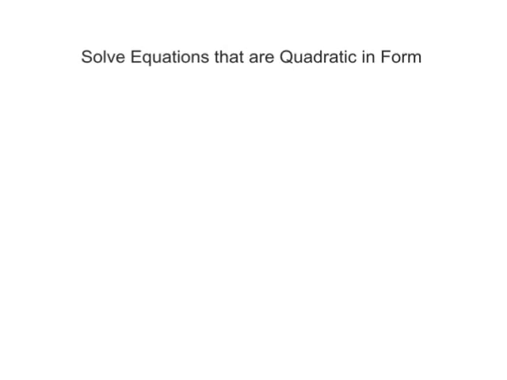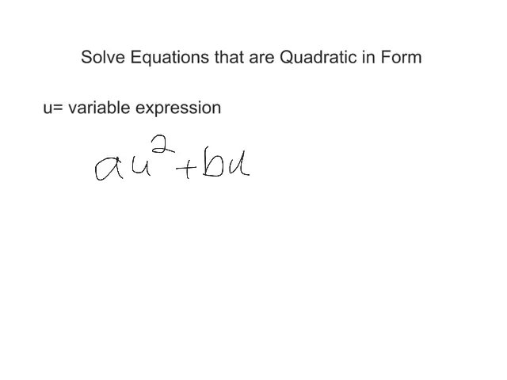So the form that they take uses u as the variable expression, and it's going to look like this: a times u squared plus b times u plus c is equal to 0. And of course you recognize that as the general form of a quadratic. That's what we've been looking at, where x was there instead of u.